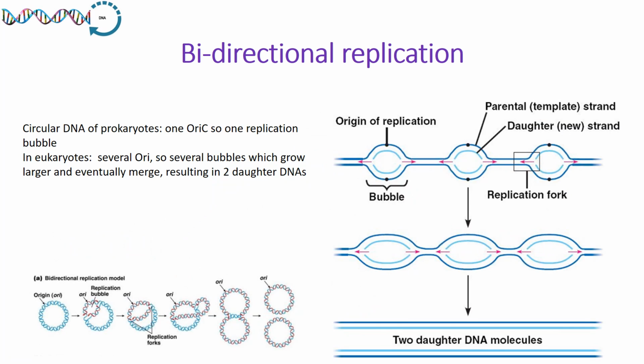Prokaryotes have got circular DNA, so there is one origin of replication and one replication bubble. However, in eukaryotes, remember we have got lots more DNA, and so there are several origins of replication and several replication bubbles. So if this is a strand of eukaryotic DNA, you can have a number of different origins of replication, and the replication forks will move towards each other until they meet, and then they will merge and you will have two daughter DNAs.